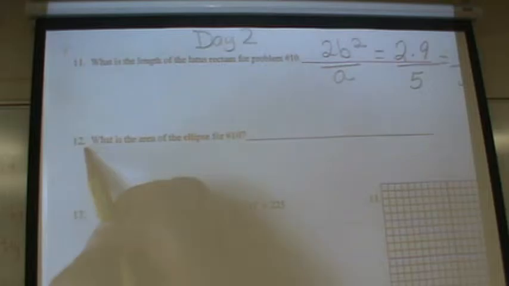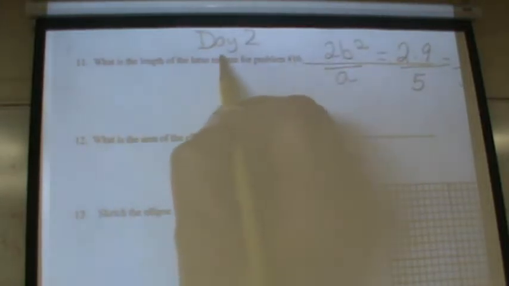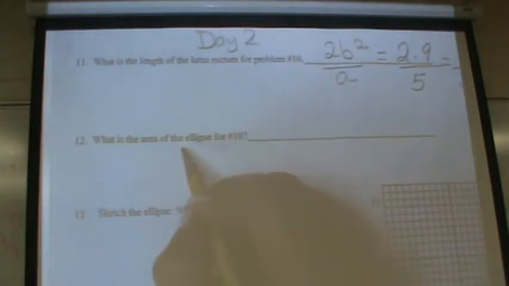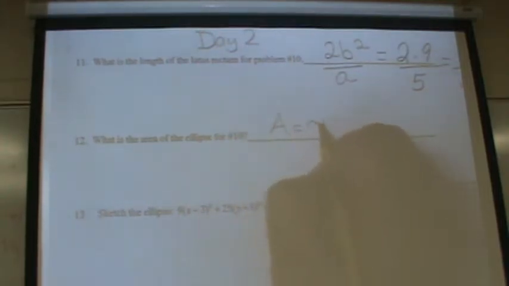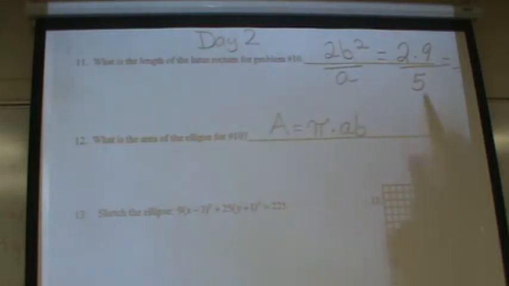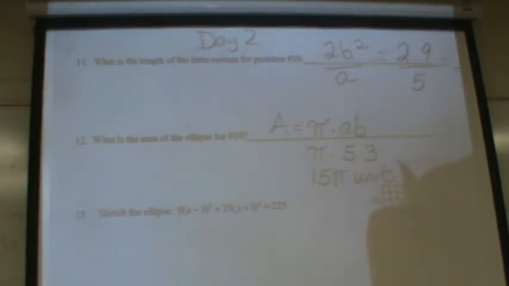Number 12 is also on day 2 homework. How do you find the area of an ellipse? Anyone remember? Pi times the a value times the b value. What is the a value? 5. What's the b value? 3. So it's 15 pi. Just leave it like that, units squared.